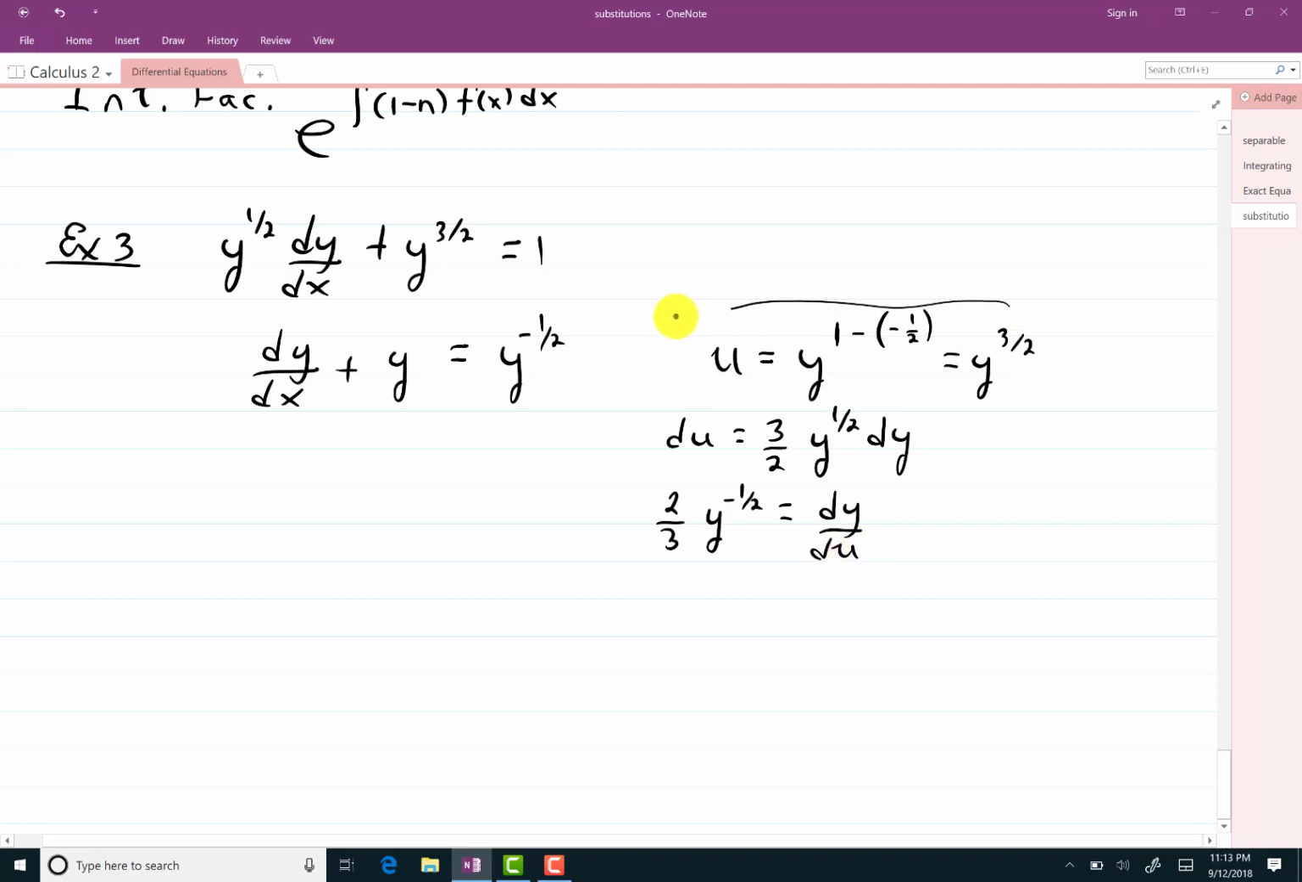Okay, with all that stuff in place, let me go ahead and solve the equation. So as before, dy over dx plus y equals y to the negative 1/2.